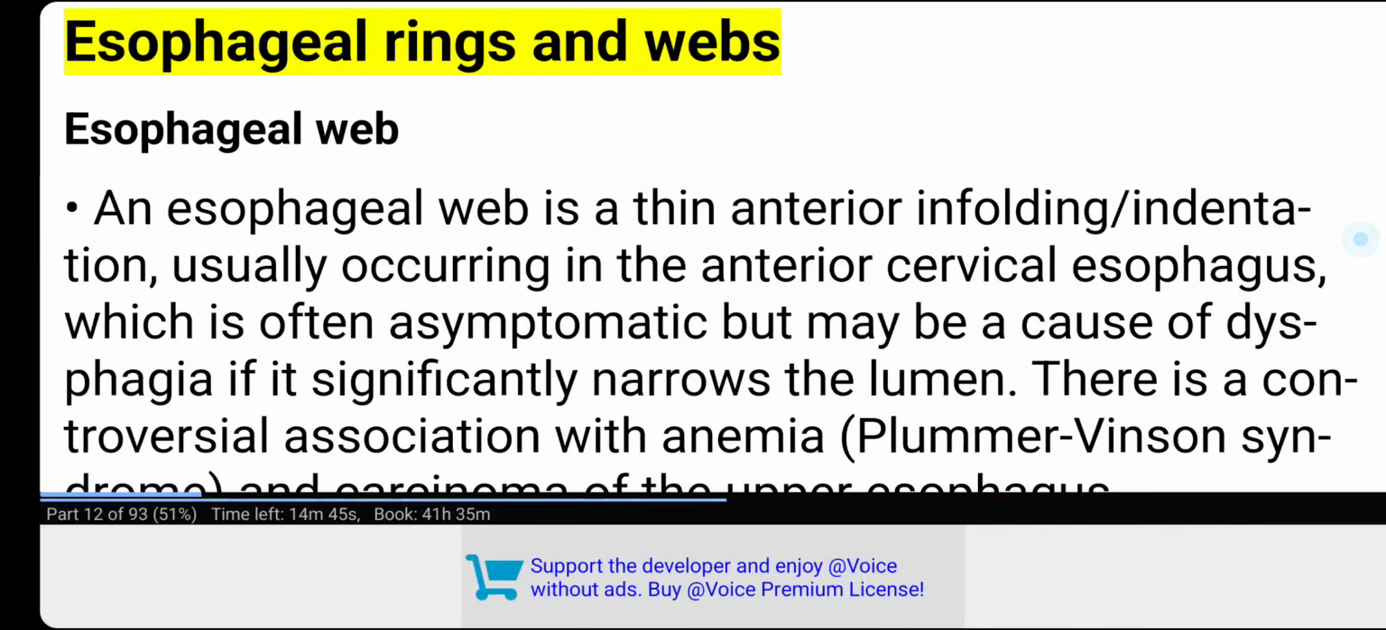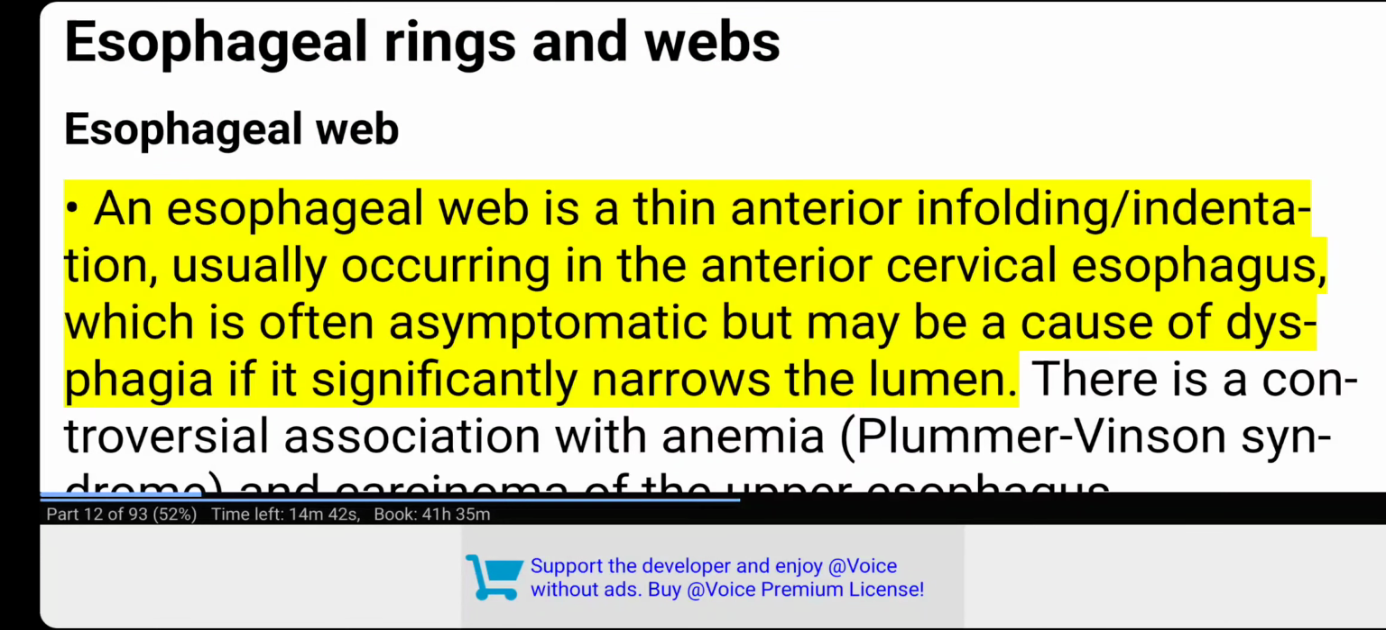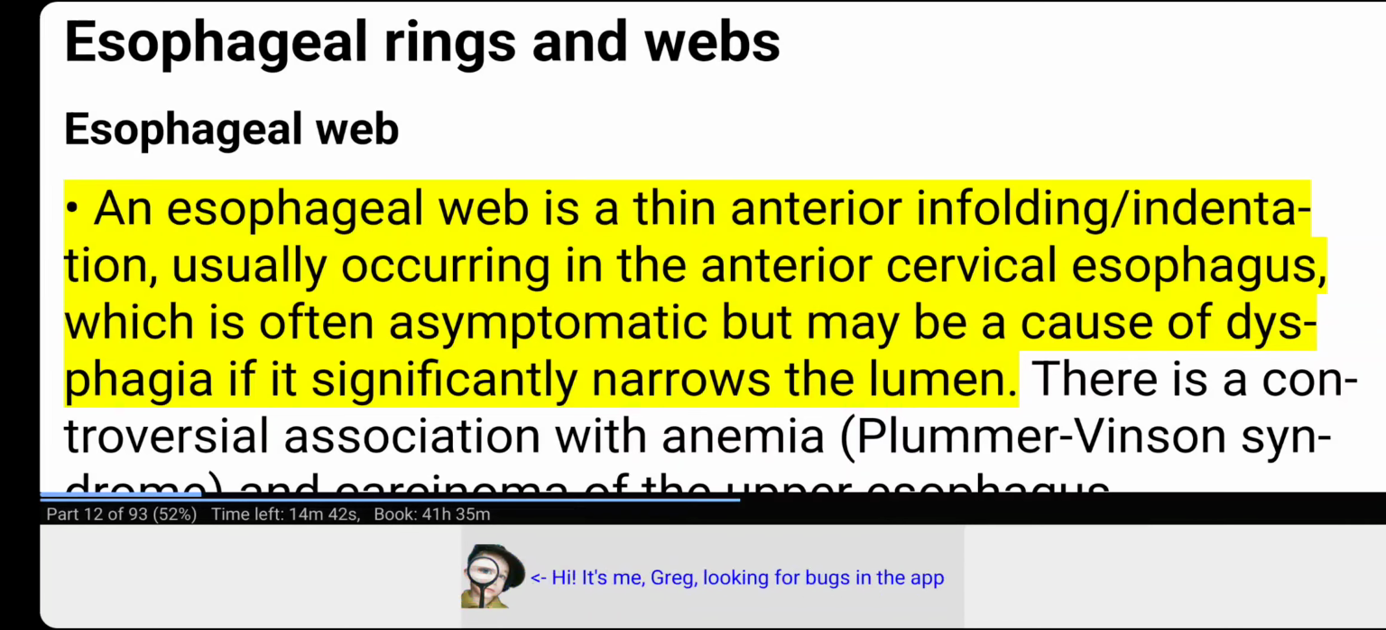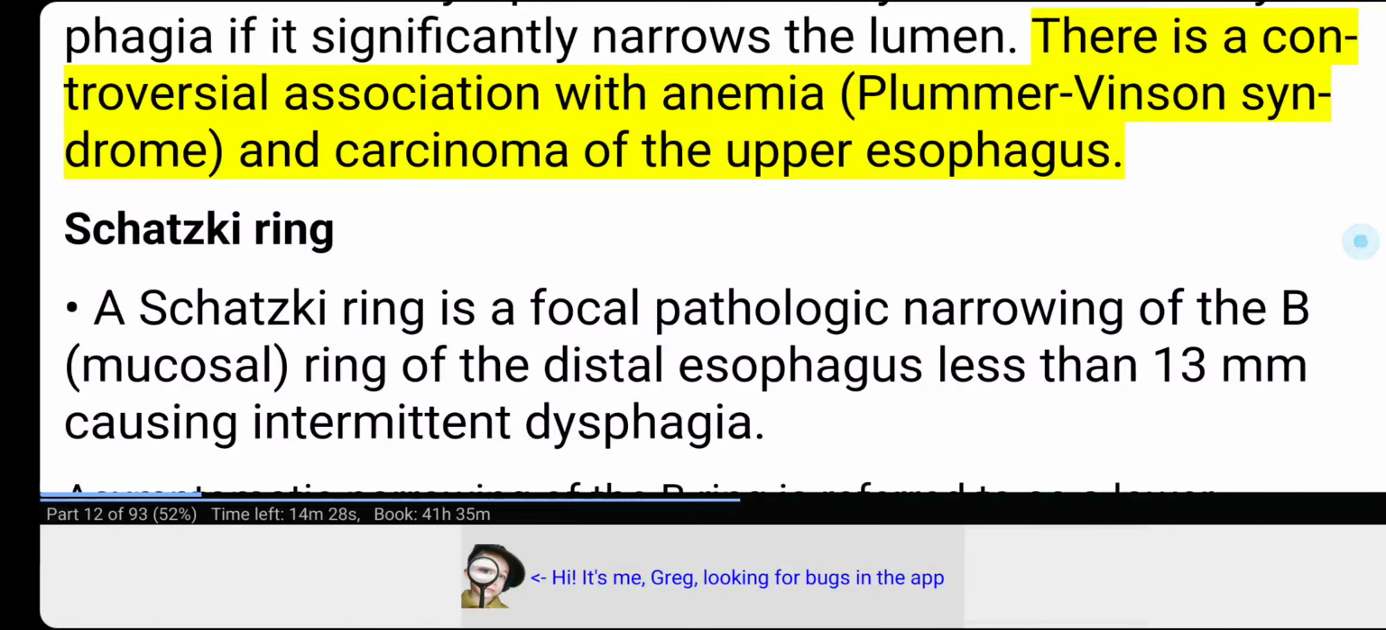Esophageal rings and webs. Esophageal web. An esophageal web is a thin anterior infolding indentation, usually occurring in the anterior cervical esophagus, which is often asymptomatic but may be a cause of dysphagia if it significantly narrows the lumen. There is a controversial association with anemia, Plummer-Vinson syndrome, and carcinoma of the upper esophagus.